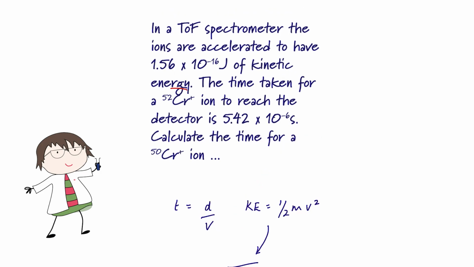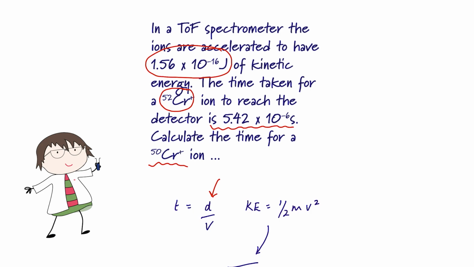The question starts by giving us some information for the chromium-52 ion. We know the time it takes for this particular ion to drift down the flight tube, and we know the kinetic energy of the ions in this mass spectrometer, which means we can calculate the length of the flight tube. We can calculate a value for D. It's only once we know the value for D that we'll have enough information to actually answer the question and determine the time taken for a chromium-50 ion to reach the detector.